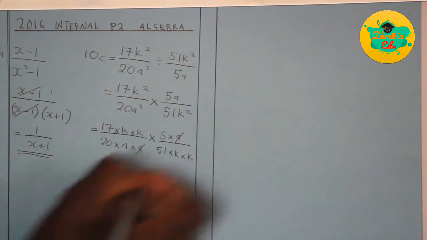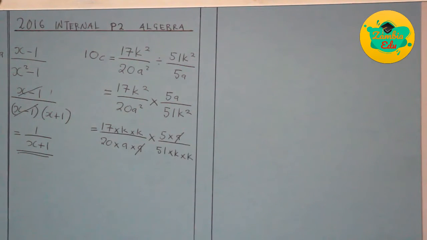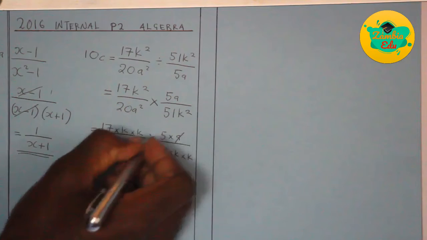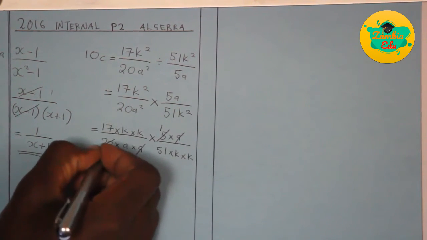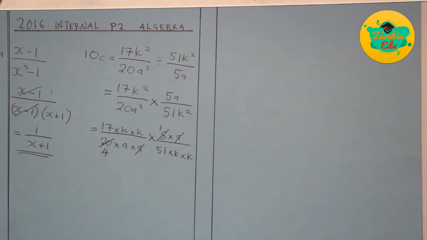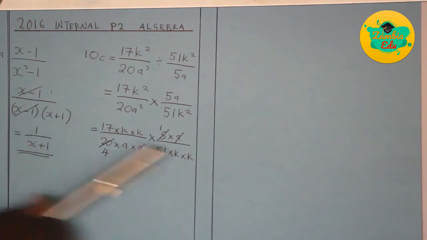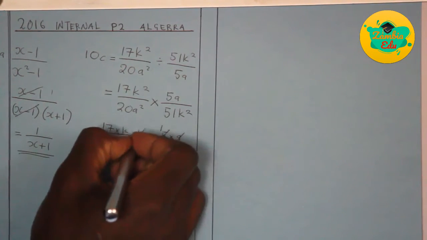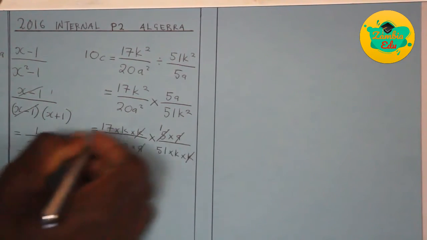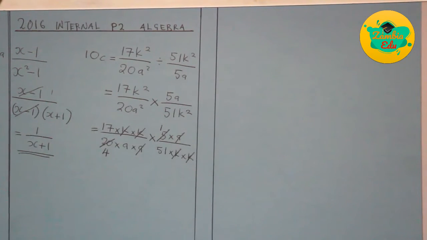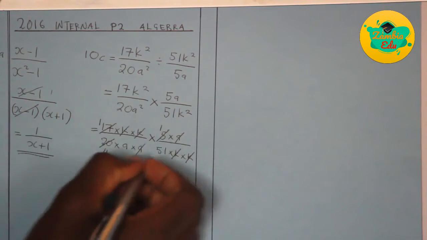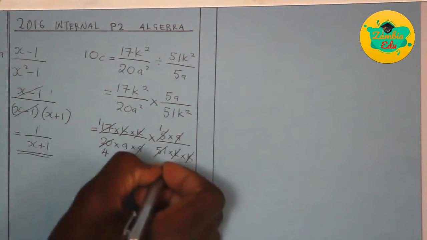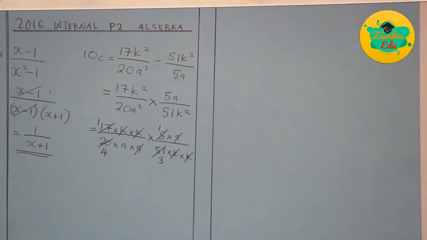A and A is common there, so we cancel. Then you notice that 5 can go into 5 and 5 can go into 20. So 5 into 5, 1, 5 into 20, 4 times. Apart from that, we check the other diagonal also. So we say k and k there, another k there. Then 17 can also go into 51 3 times. So 17 into 17, 1. 17 into 51 is 3.